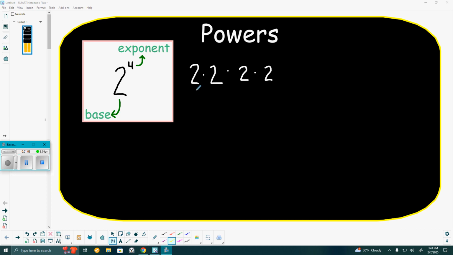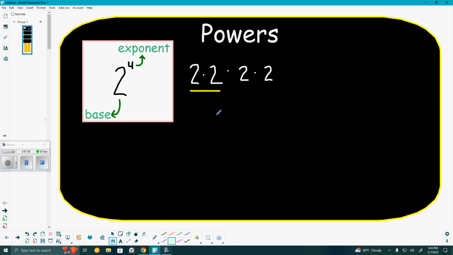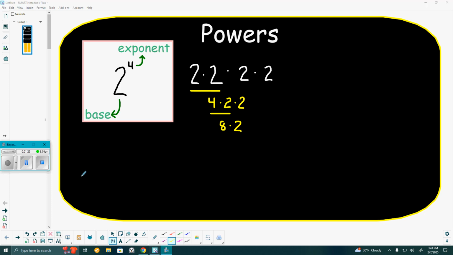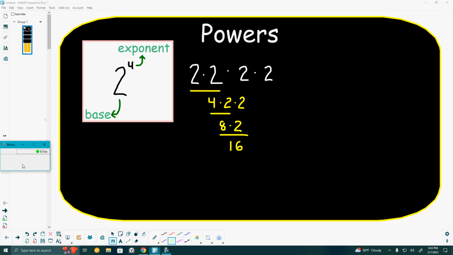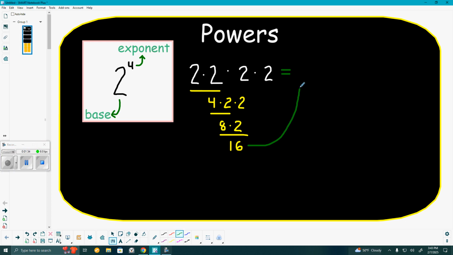Now when we solve this, we can just go in order. 2 times 2 is 4. I haven't used the rest of this, so I'm just going to drop it down. 4 times 2 is 8. I haven't used this times 2, so I'm just going to drop it down. Now I have 8 times 2, which is 16. So that means 16 is the value of 2 to the 4th power.